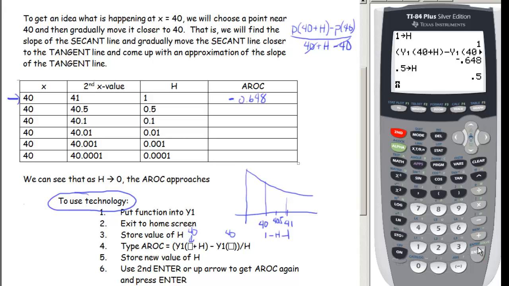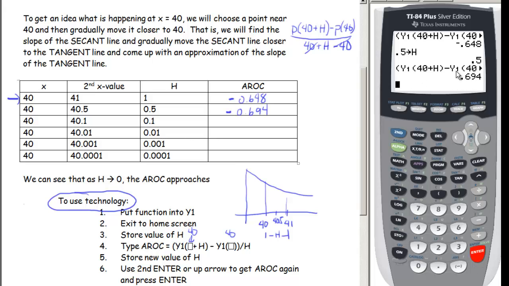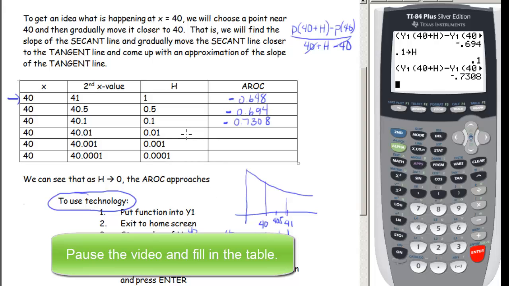I can go second, enter again to bring up that line, and just press enter once I have it. Another way to get that line is to just up arrow and then press enter once you get on it. I want you to try and finish up the remainder of this table.